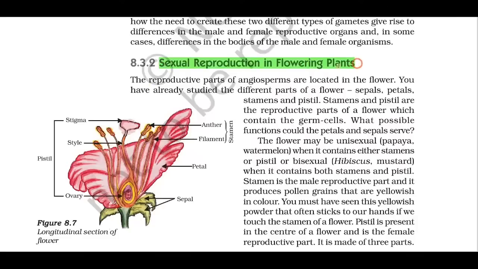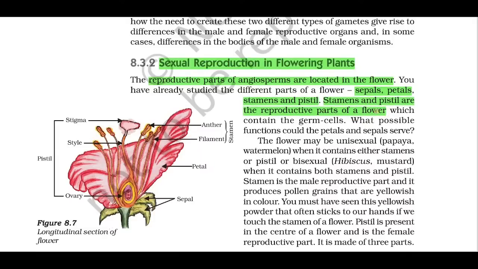So, sexual reproduction in flowering plants. The reproductive parts of angiosperms are located in the flower. The reproductive part of the plant is what? Flower, right? So already I have studied the different parts of the flower: sepals, petals, stamens and pistil. Stamens and pistil are the reproductive parts of the flower.